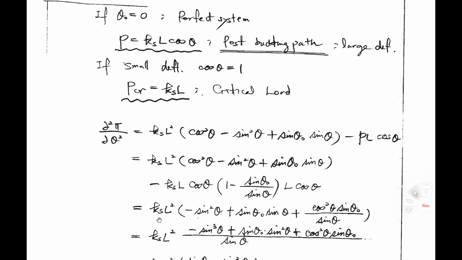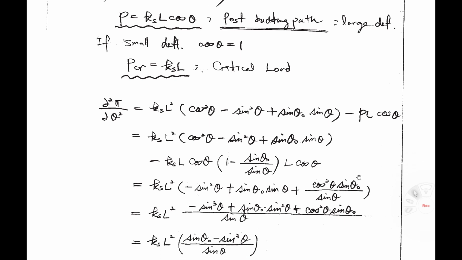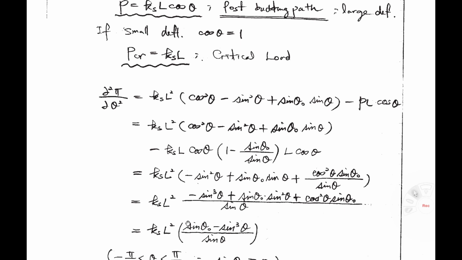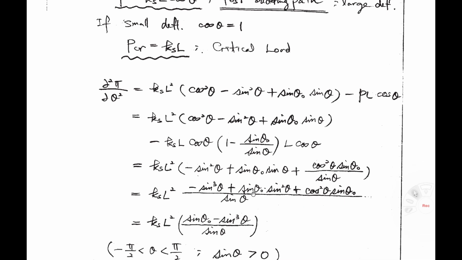We can write KSL square minus sine cosine sine, like that. So we can make the theta 0 as a denominator. Then we can dominate the values like this. Here sine square theta plus cosine square theta equal 1. Why? So sine theta 0 remains this term, and then minus sine third theta, like that.